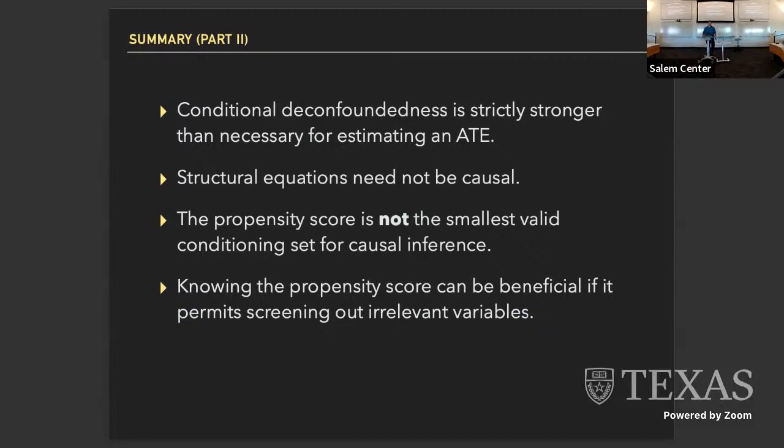People write down structural equation models, and the word structural makes it sound as if they are causal, but they don't have to be. And they work just fine even if they're not. So it's really the exogeneity of the additive error that's the relevant thing. Knowing the propensity score, and I wasn't able to get into this, can be beneficial if it prevents screening out irrelevant variables.